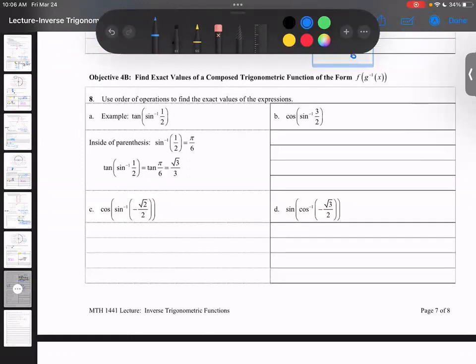B. Can I evaluate sine inverse of 3/2? Always start from inside out. You always ask yourself the question, can I evaluate it? What is the domain of sine inverse? Yes, negative 1 to 1. Does 3/2 belong to negative 1 to 1? No. Nope. So you stop. It's undefined.